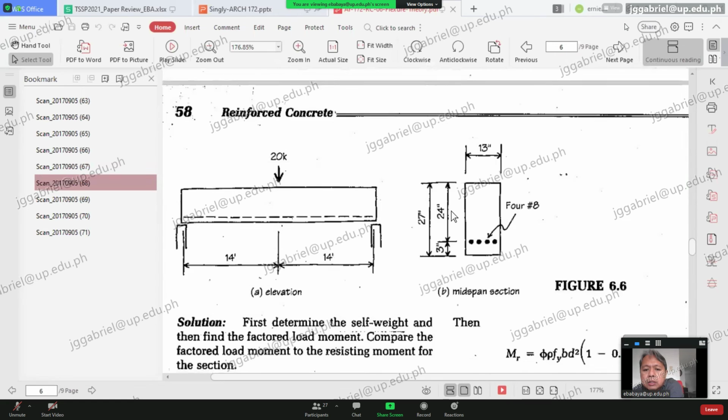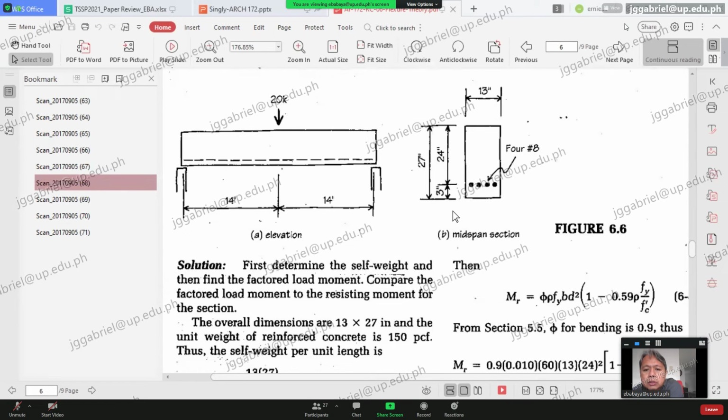Okay, let's look at the structure. So this is our structure. You have the beam, which is simply supported. When we say simply supported, it's free to rotate here, free to rotate there. Now, it is loaded with a concentrated load of 20 kips. This is read as 20 kips or 20 kilopounds. So if it's 20 kilopounds, it's 20,000 pounds.